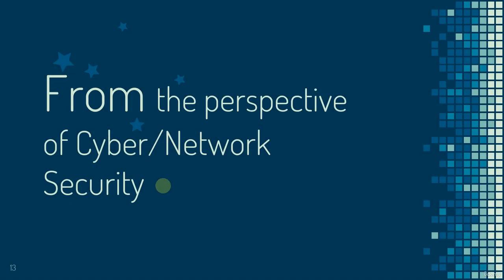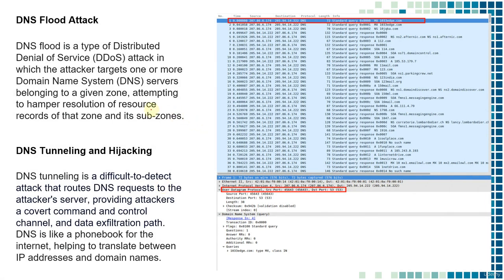Okay, so from the perspective of cybersecurity and network security, most of the time we come across two kinds of DNS attacks. One is the flood attack, and the second is the DNS tunneling or hijacking attack. Flooding attacks, we are now familiar with denial of service. As you can see over here in Wireshark, the protocol being used is DNS, and it is frequently being attacked. We have different sources and different destinations, all hitting the same destination port, which is 53.